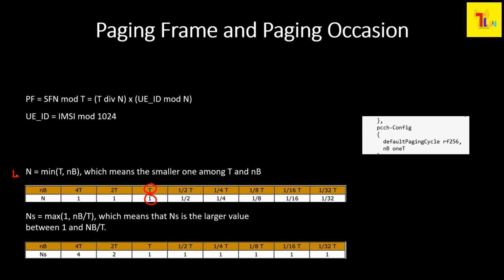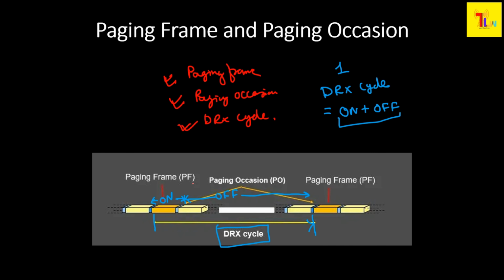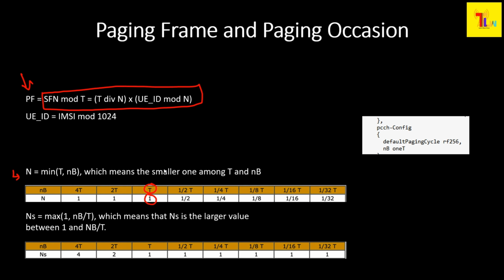Okay, this is how your N will be calculated. So we will put all these variables into this particular formula, and we will find out the PF, that is paging frame. Now in the paging frame, we have already told that it is not going to wake up in all the subframes or the complete radio frame. It is going to wake up for particular subframes only. So that also will be calculated.